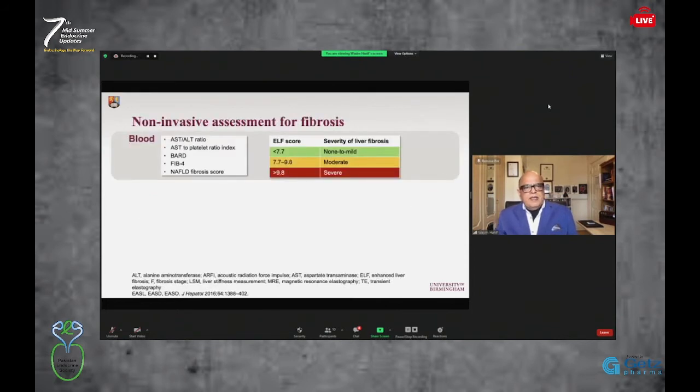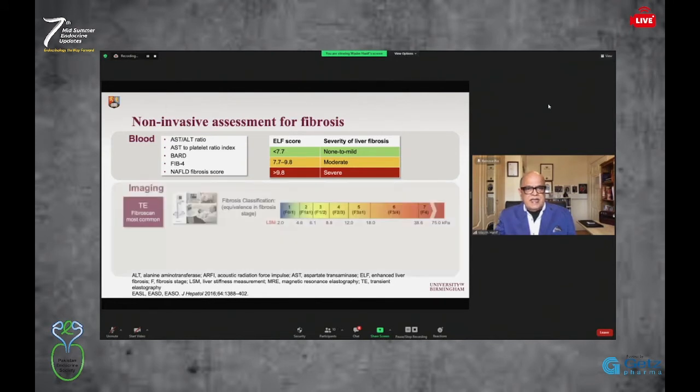Now, there are a number of non-invasive ways that one can do an assessment for fibrosis. This can be either done through an AST-ALT ratio or BARD or FIB-4 score, and through the ELF score that gives an indication of the severity of liver fibrosis. Less than 7.7 is none to mild, 7.7 to 9.8 is moderate, and greater than 9.8 is severe.